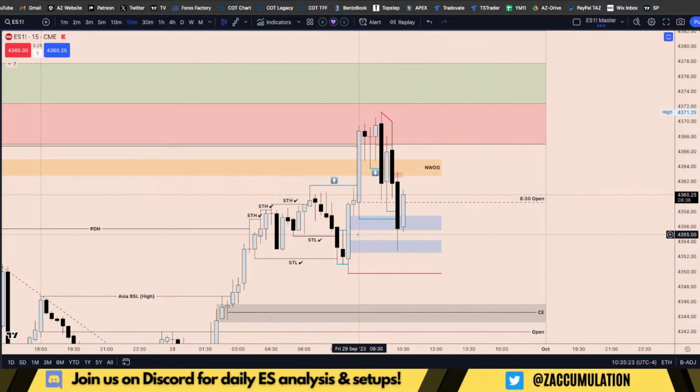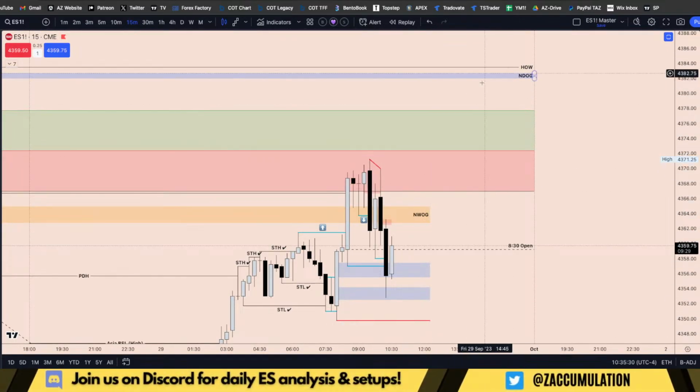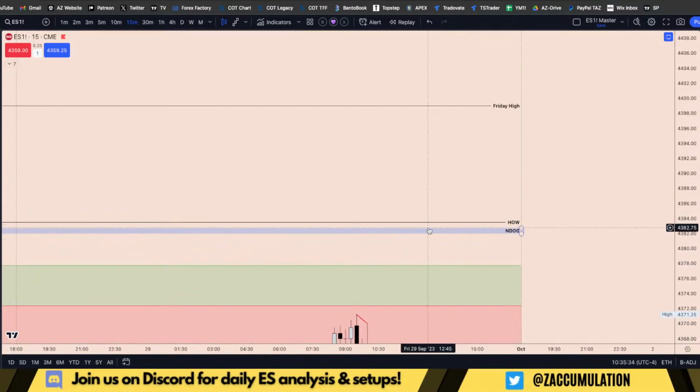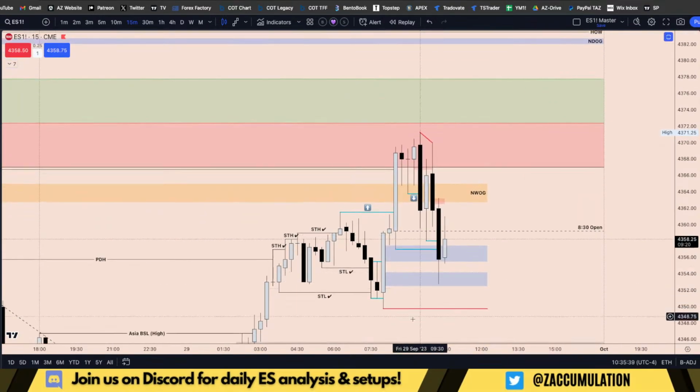I don't like it. Too many conflicting things up here. I would like to see higher prices for ES to catch up with NQ, because NQ already took out Friday's high and the high of the week, which was Monday. Right now we are sandwiching between PD arrays.